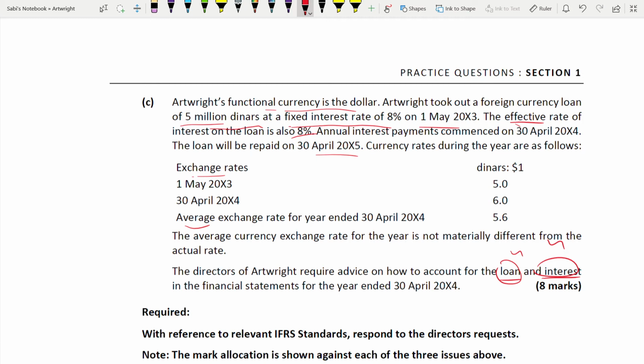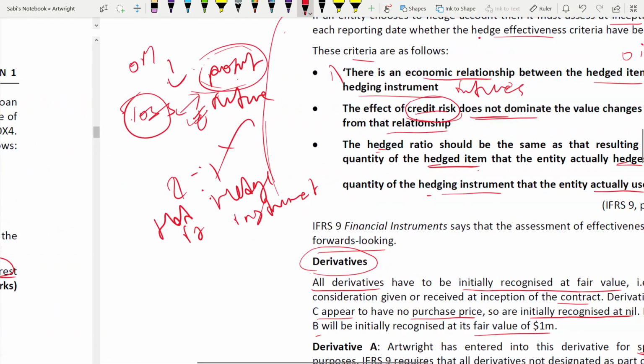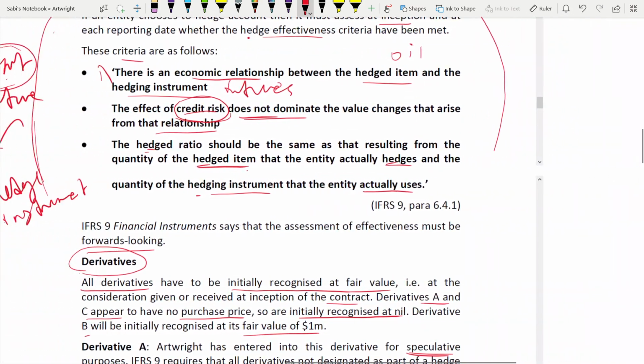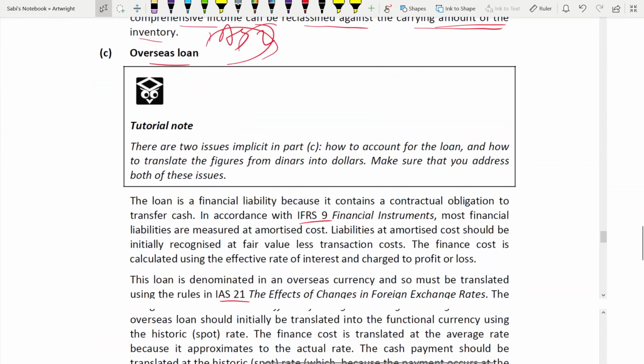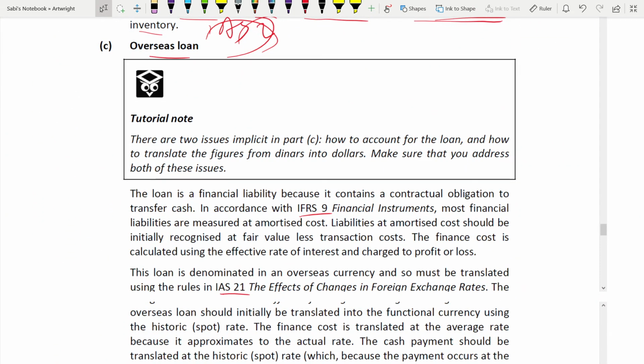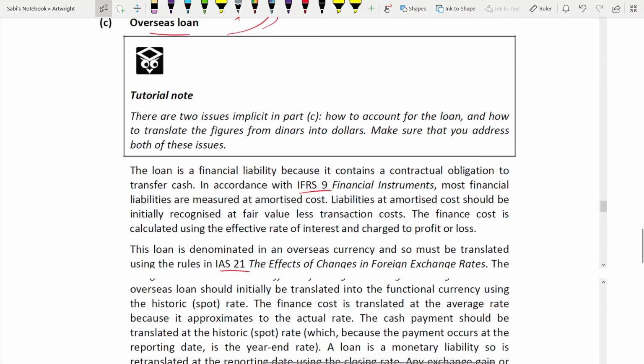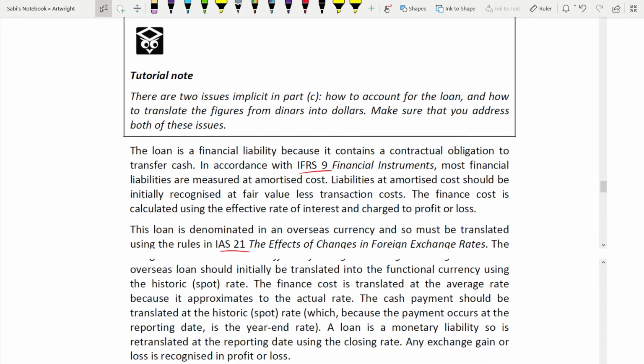And what type of loan is this? Foreign currency loan. It's a financial liability. Financial liability. So IFRS 9 rules also need to be applied. Now, this loan is a financial liability. Immediately you need to identify that.